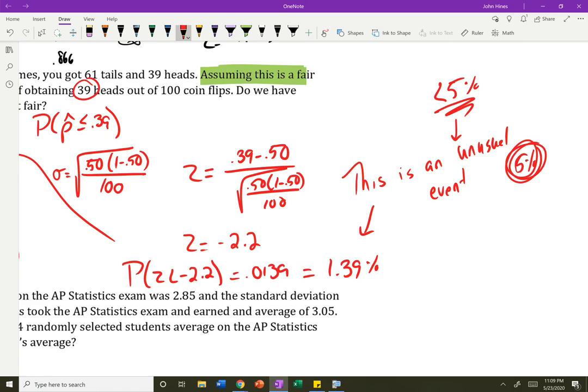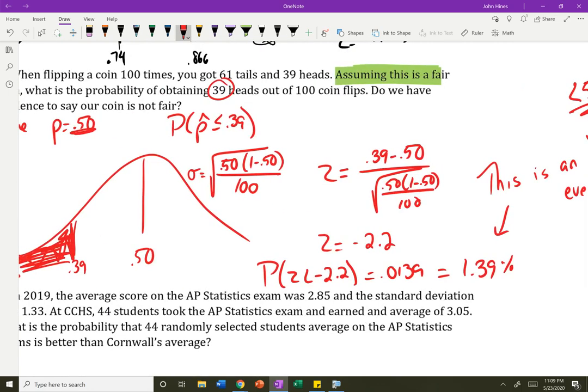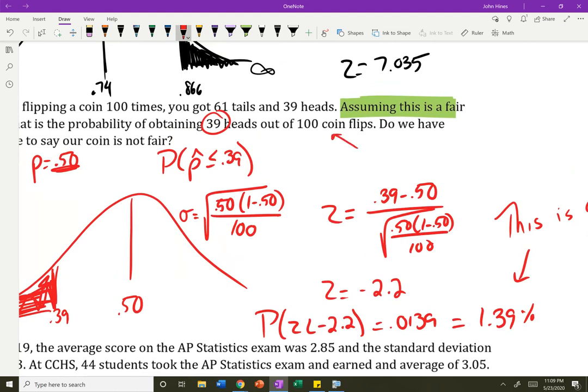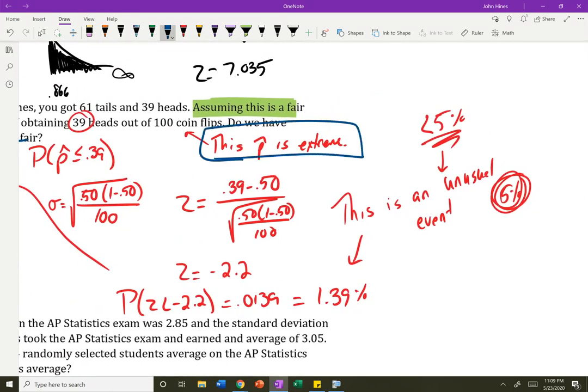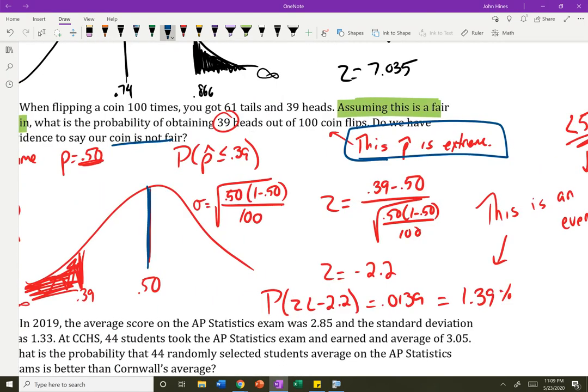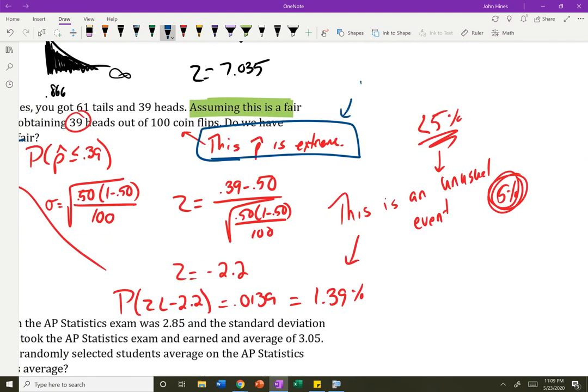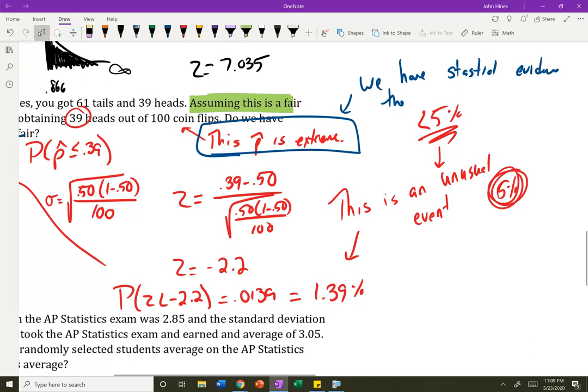So this p hat here, this is an extreme p hat. This is an extreme sample proportion. So do we have evidence that our coin is not fair? We do. Because we got an unusual p hat, it probably didn't come from a fair coin, a 50-50 coin. This is extreme. So we have statistical evidence that our coin is not fair.